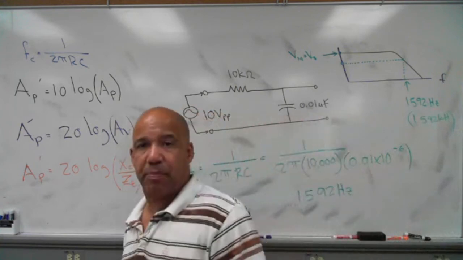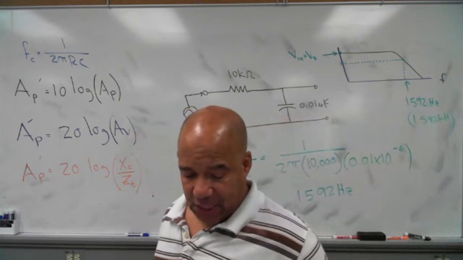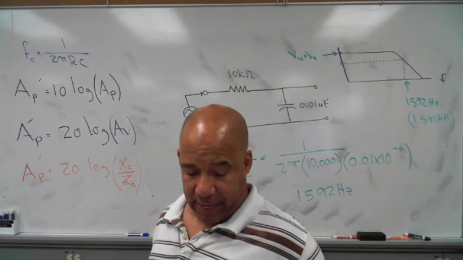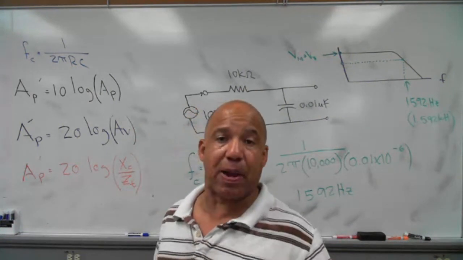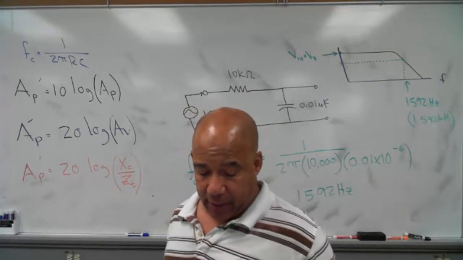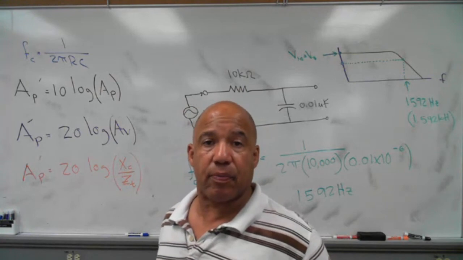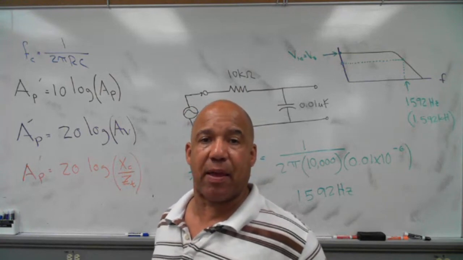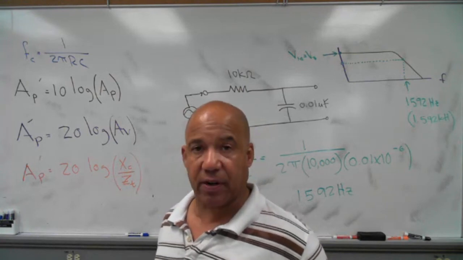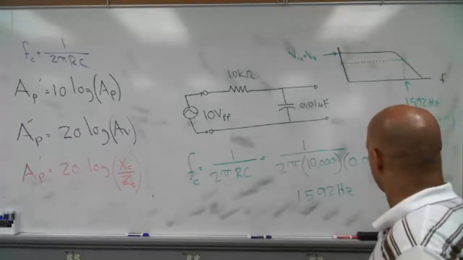Now B, look at B. B says, let's find the decibel gain, the decibel power gain. All these are power gains at 0 hertz. What would the decibel power gain be at 0 hertz? How would you figure that out? You would do just 10 log of 1, right? It should be 0. Yeah. Excellent. Here's what he's saying.